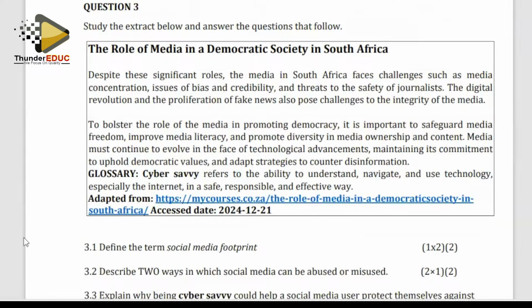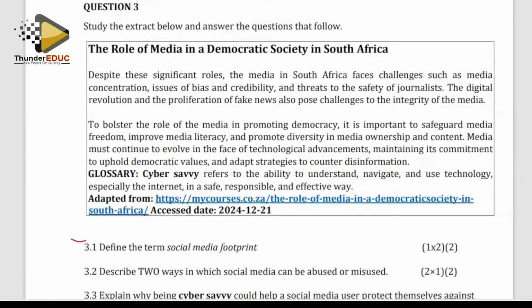So the first question requires a definition of the term social media footprint. So basically, it is the record of all interactions a user has on social media.